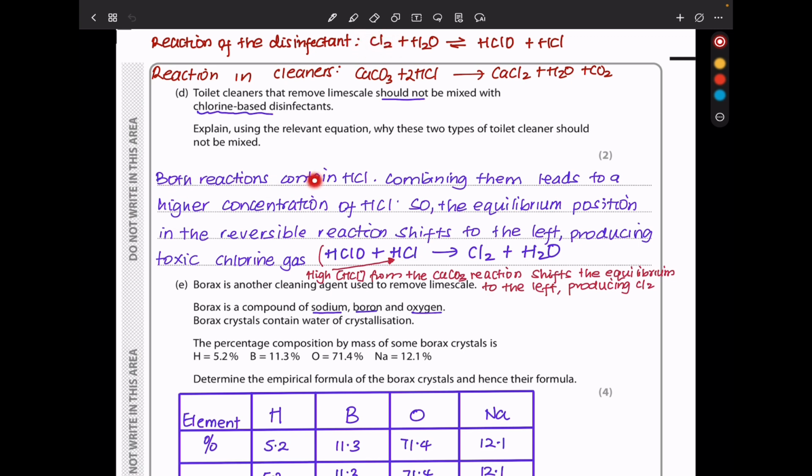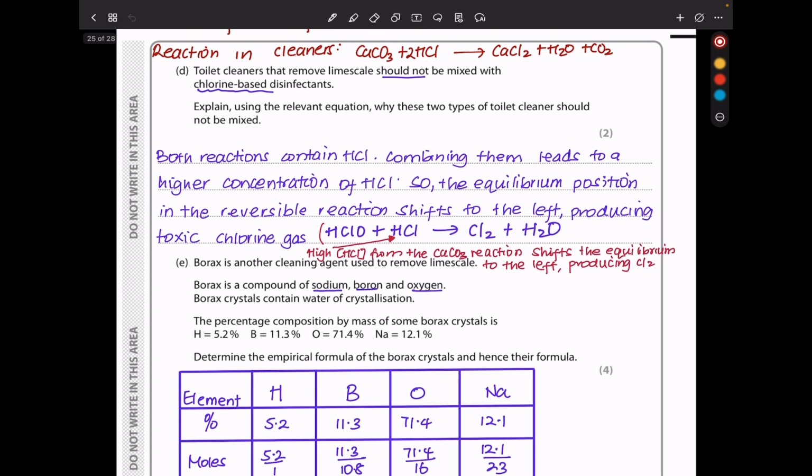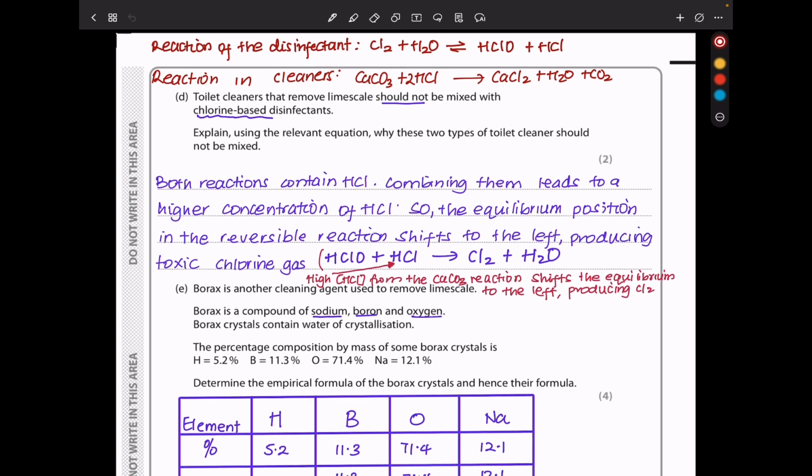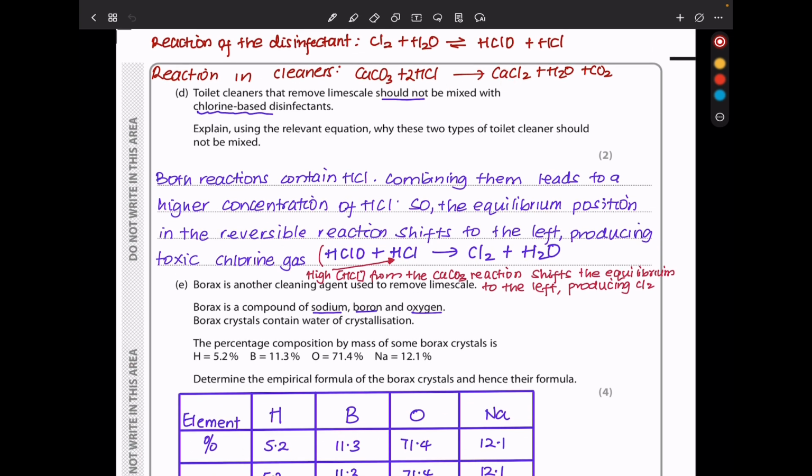So I said both reactions contain HCl. Combining them leads to higher concentration of HCl, so the equilibrium position in the reversible reaction shifts to the left, producing toxic chlorine. We will see there is a higher concentration of this based on the second equation I included. So in summary, you could have something like this taking place, meaning this reaction is going to be shifted. HClO plus HCl gives us Cl2 plus water.